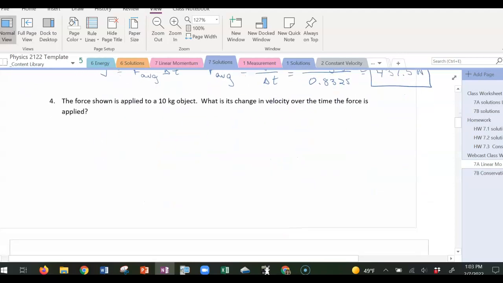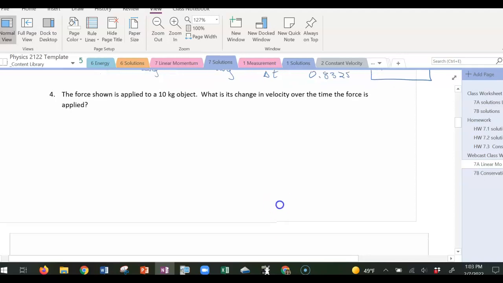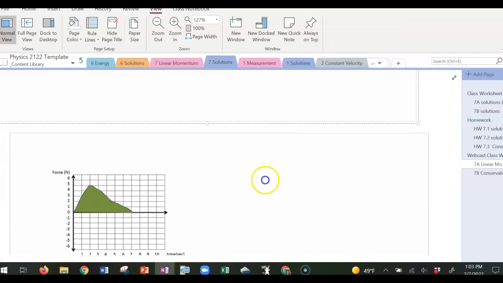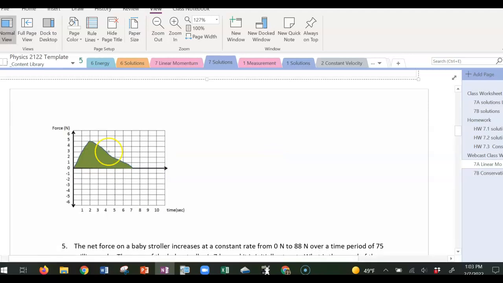In the next problem, it gives us a graph that it says is the force that's applied to a 10 kilogram object, and it's asking us for the change in the object's velocity. So in this case, they're giving us a graph, and the impulse equals the shaded area, which is the area between the force versus time graph and the x-axis.